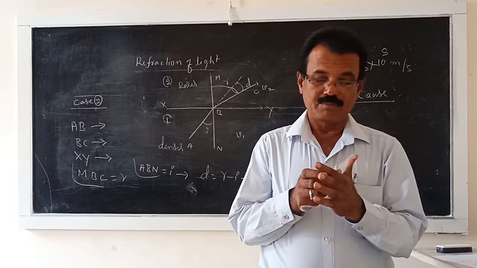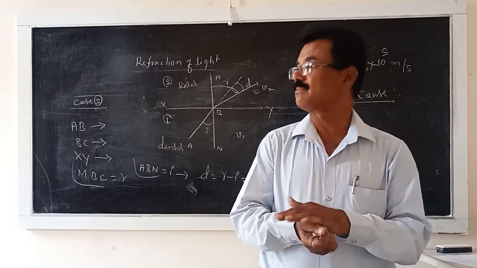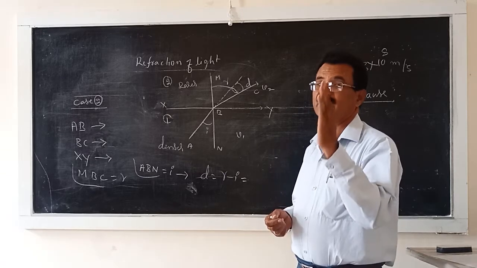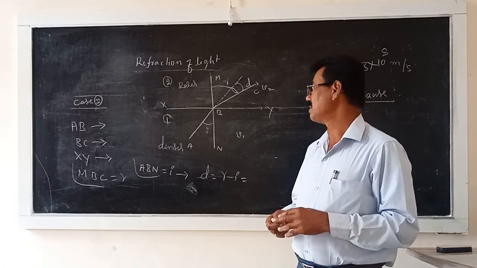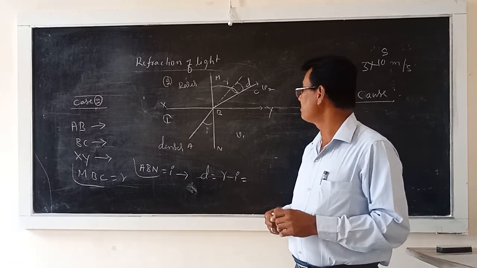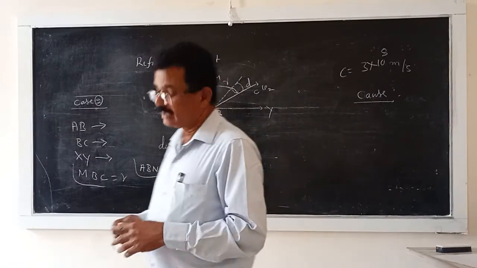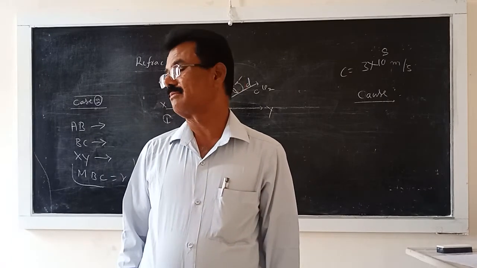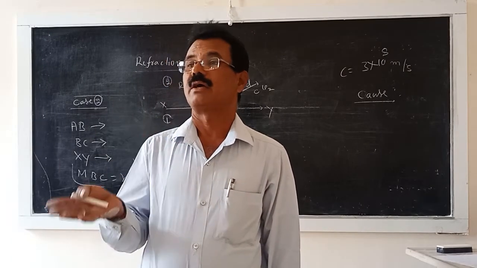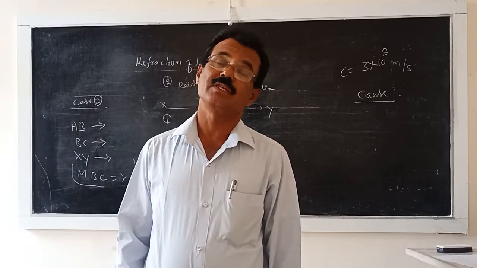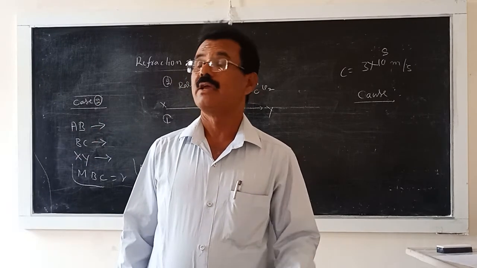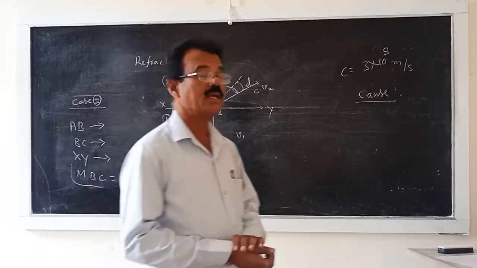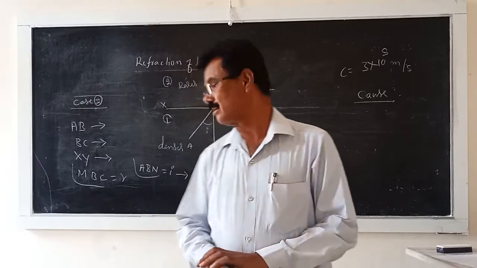from one medium to another, the refracted ray bends towards the normal. So here the angle of incidence is greater than the angle of refraction. In the case of rarer to denser, the ray travels from rarer to denser medium. The angle of deviation is the difference between the angle of refraction and the angle of incidence. Here I is greater than R.